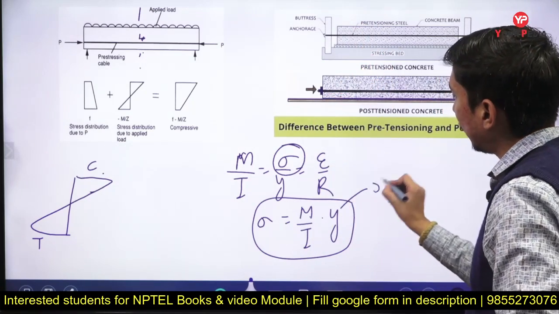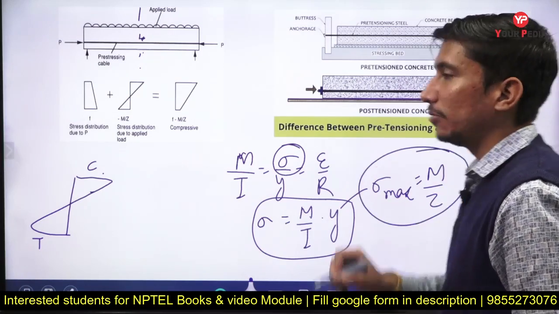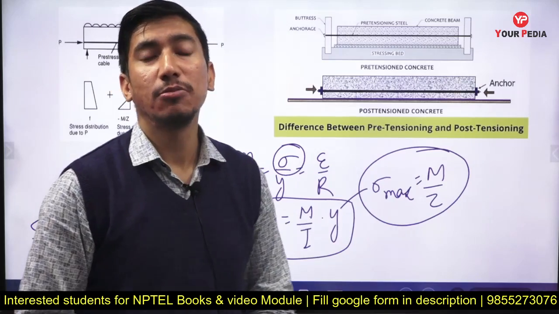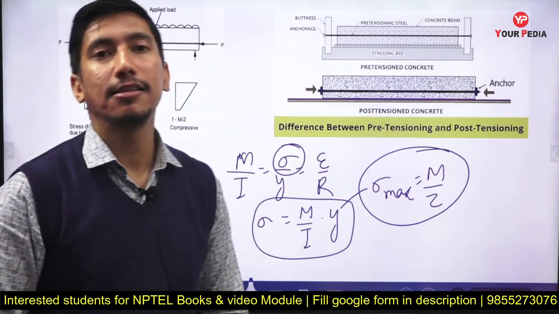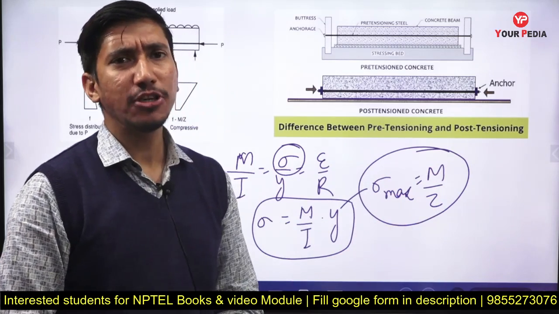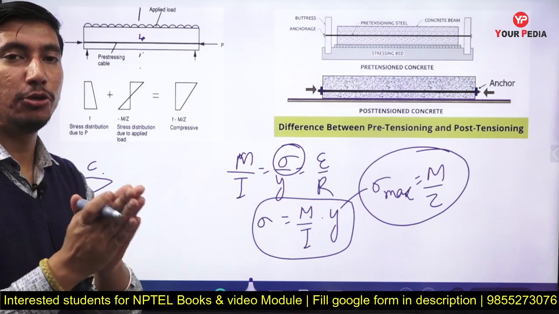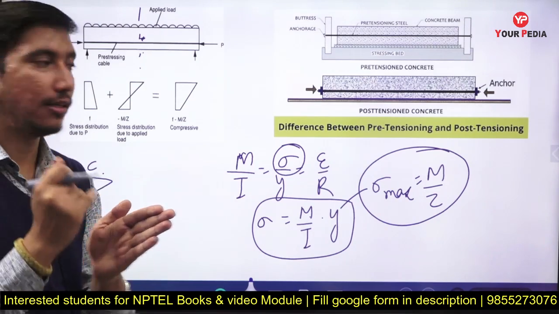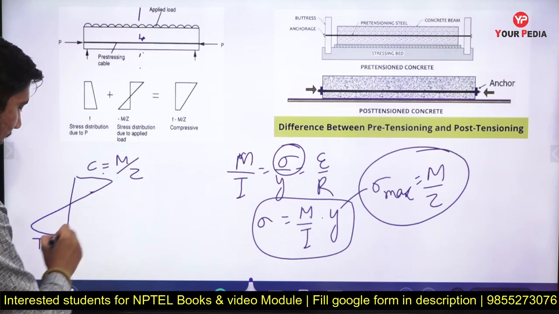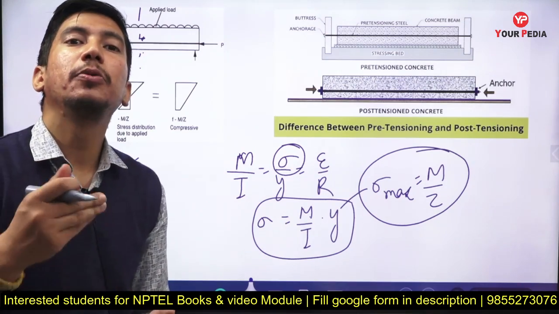In that case I get sigma max equal to M upon Z, where Z is the section modulus. This you must have read in strength of materials. From this expression we can find the value of the maximum stress that is going to come at the soffit of the beam. This gives us the magnitude. Compression will be equal to M upon Z and tension will also be equal to M upon Z. So now what we are doing is pre-stressing the concrete.